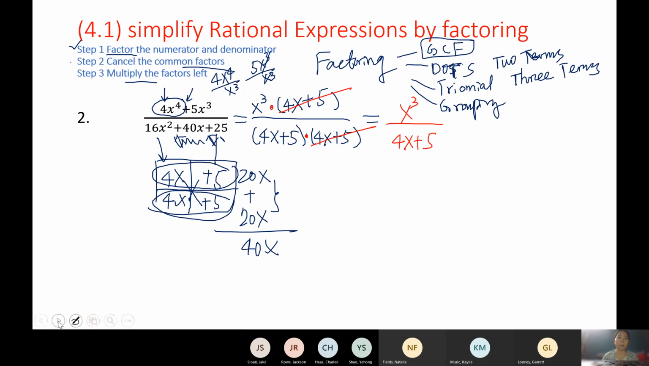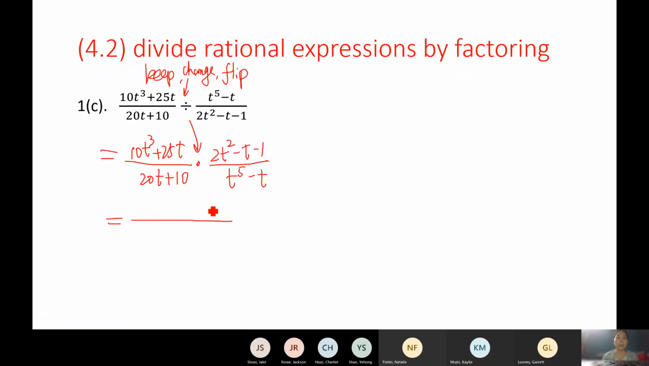Now after this, we are going to factor, just following the steps right here. We have to factor all the numerators and all the denominators. Now, the factoring types start with GCF always. So they have a 5t in common, and we divide both terms by 5t. You take 10t cubed divided by 5t, that gives us 2t squared. And you take 25t divided by 5t, that gives us 5. Now the bottom also has a common factor 10. So we take 10 out, divide both terms by 10, and we get 2t plus 5.